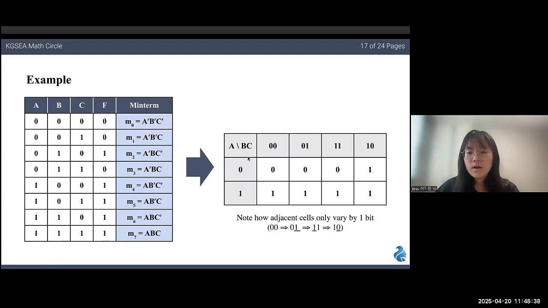The column values represent the A values and the row values represent the values for B and C, and each cell is filled in with the value of F. So for example, 0 when ABC is 0, 0, 0, also 0 when ABC is 0, 0, 1, also 0 when ABC is 0, 1, 0, and 1 when ABC is 0, 1, 1. And note how adjacent cells only vary by 1 bit. Looking at the top row, the values change from 0, 0 to 0, 1 to 1, 1 to 1, 0, in which only one digit of the 2 digits changes as we proceed to the adjacent cell.